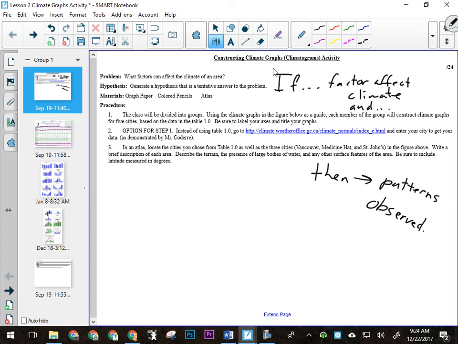Does everyone kind of follow that part? Obviously, there are no variables here, right? This isn't an actual procedure that we're performing. It's basically just a climate study, so it's not like a true lab in that sense.